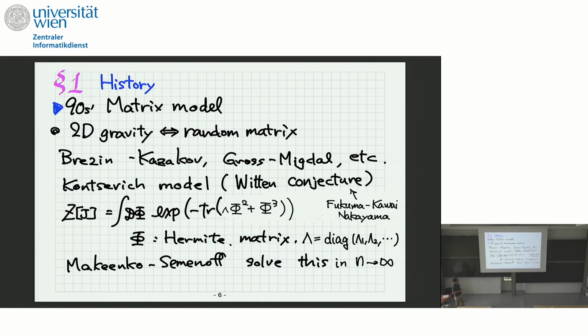A brief historical review. In the 90s, matrix models were studied with motivation from two-dimensional gravity and related topics. Many people made great progress on matrix models. The closest model was proposed by Kontsevich to solve the Witten conjecture. The Kontsevich model is described by this action. Lambda is a diagonal matrix, its entries are the eigenvalues, and there is a cubic interaction. And phi is a Hermitian matrix. J phi means some external source.